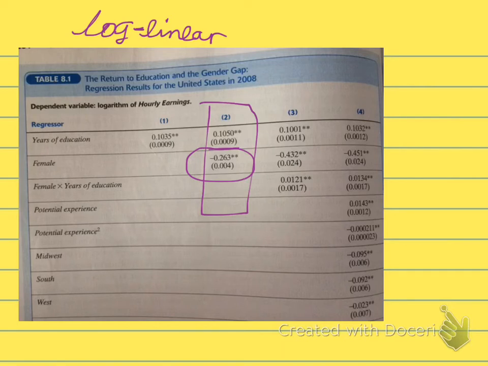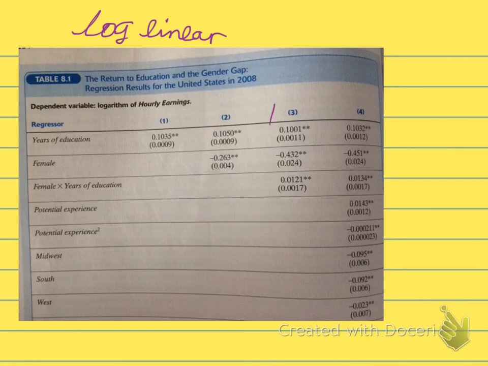Notice that two things can be true at the same time. Females can earn less, and the effect of education can be 10% for males and for females. So females earn less, but each additional year of education means they earn 10% more. Males can earn more, and each additional year of education means they earn 10% more. So both things can be true.